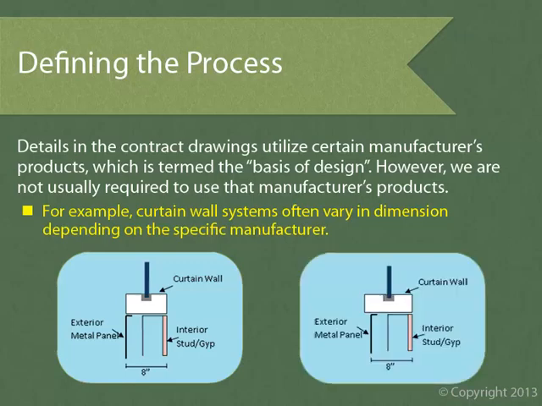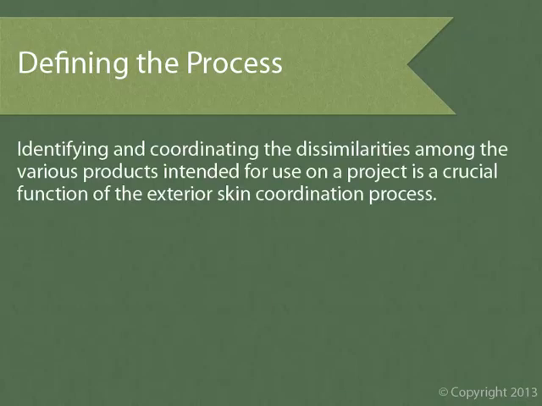But what if our glass sub wants to use a different curtain wall manufacturer than the one the architect used for the basis of design, and this alternative manufacturer uses, let's say, an 8.5-inch deep mullion? This obviously won't match the design intent. So, as part of the general contractor's exterior skin coordination effort, they either need to get permission from the architect to widen the wall to 8.5 inches to match the new mullion depth, or they need to make their glass sub use a different manufacturer who does in fact have an 8-inch mullion that will work. Identifying and coordinating the dissimilarities among the various products intended for use on a project is a crucial function of the exterior skin coordination process.